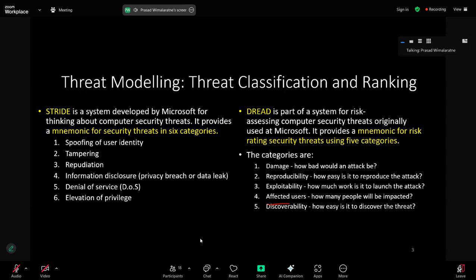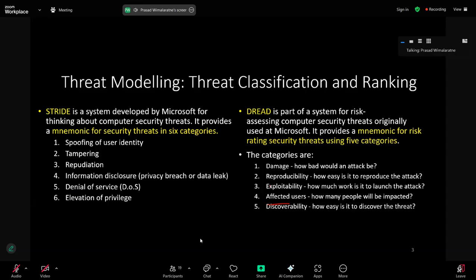So DREAD and STRIDE go together typically, which was originally developed by Microsoft for threat ranking and classification. You classify the threats into baskets, six of them, and then you rank each of these. So you may have n number of threats, 100, 200, whatever. Each of them we can assess along these five dimensions and assign ranks, and then get the sum of that and see. So the whole idea is to prioritize them. Say if you have 100 threats, what is more urgent to be addressed?